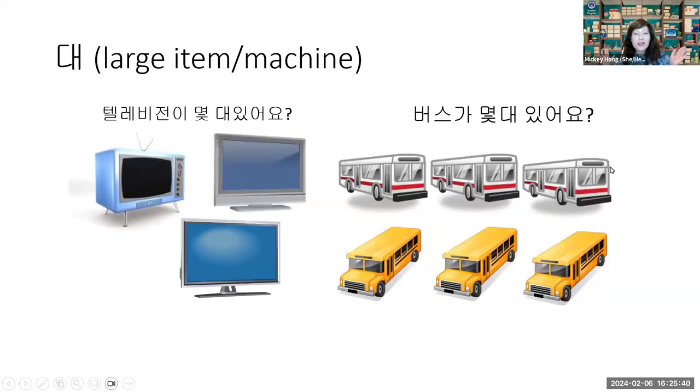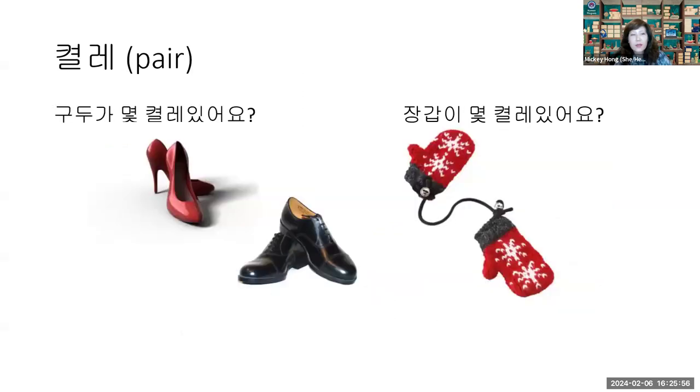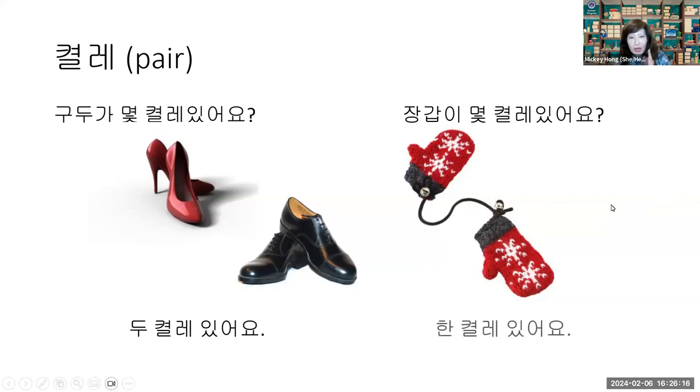For large appliances and items, we use 대. 텔레비전이 몇대 있어요? 버스, 차, cars, we use 대 to count. 세대 있어요. 여섯 대 있어요. 켤레 is pair. So 두 켤레, even if there's four shoes, two pairs. So 두 켤레 있어요. 장갑이 몇 켤레 있어요? How many gloves? There are two, but it makes a pair, so just 한 켤레 있어요.